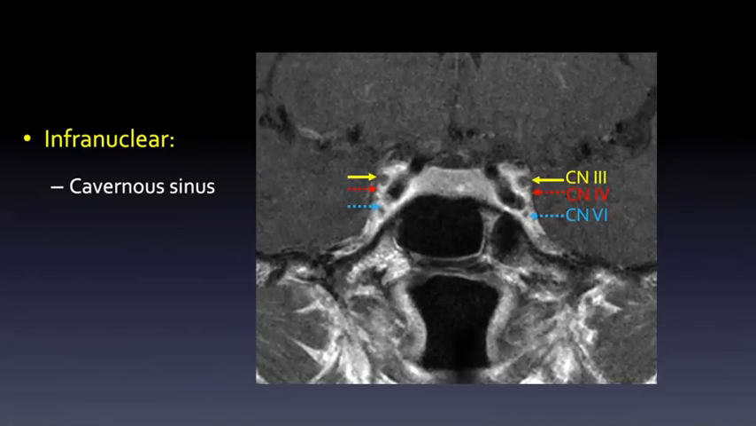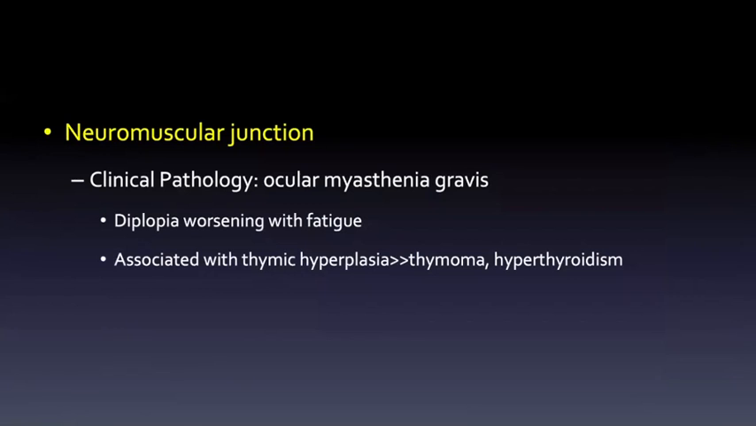Because of their close proximity to one another in this location, pathology at the level of the cavernous sinus can commonly affect more than one cranial nerve and can also affect V1.